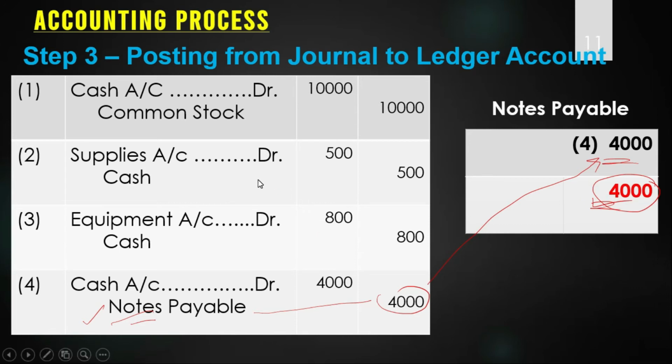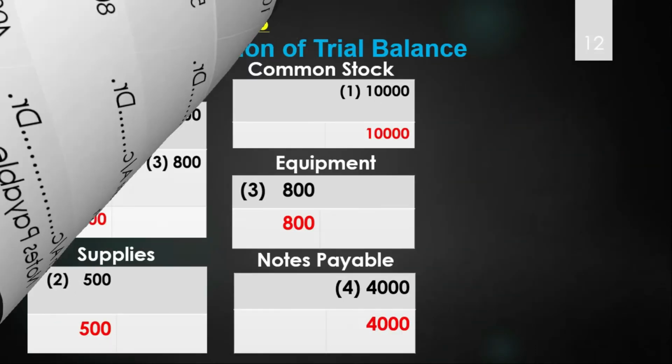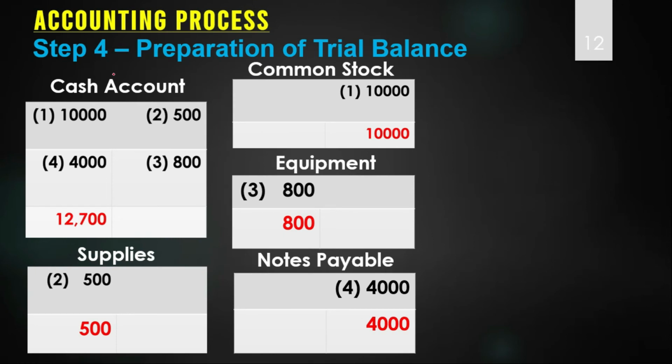We have seen the accounts: cash account, common stock account, supplies account, equipment account, and notes payable account. In this way, from these 4 entries, we have got the 5 different items that we have prepared as ledger accounts. And also we have got the balances of all these ledger accounts. Now coming to the 4th step, that is preparation of trial balance from these accounts.